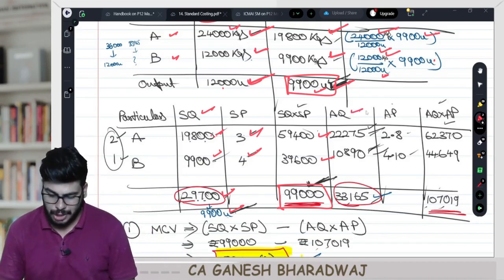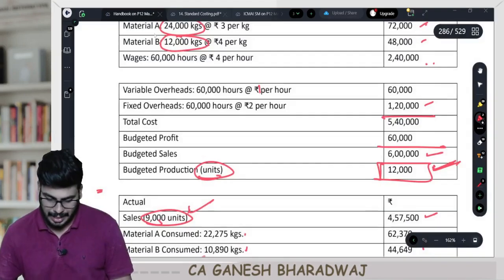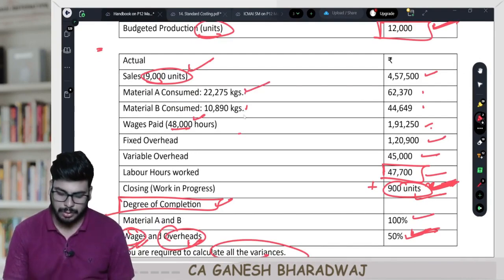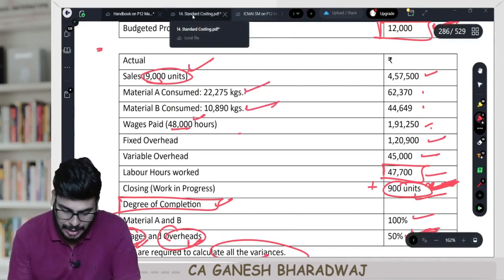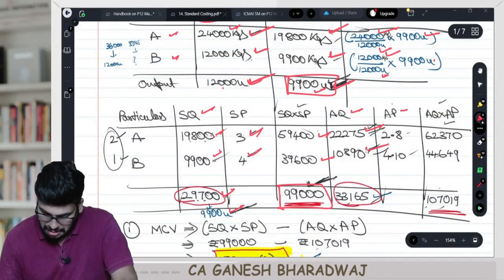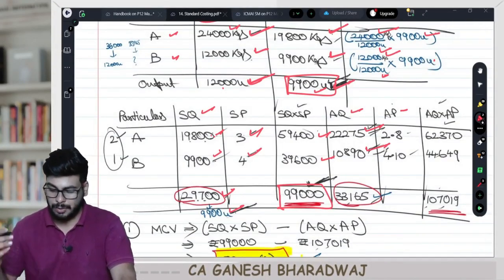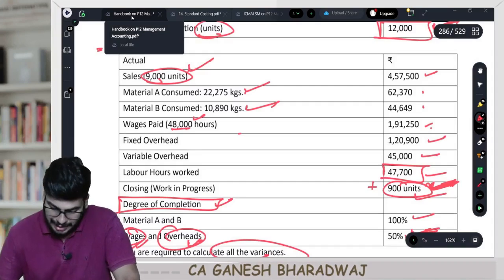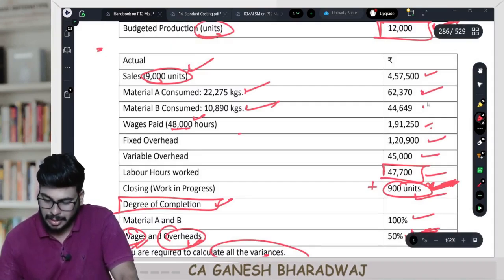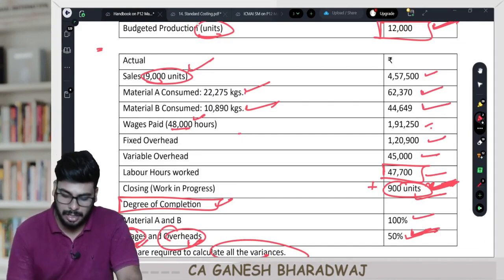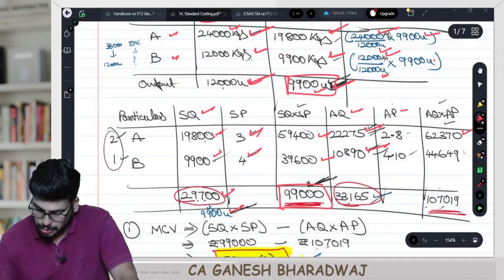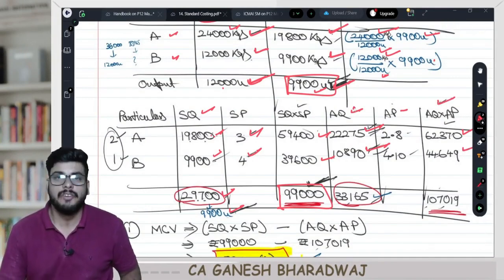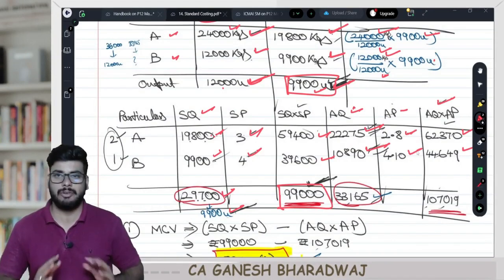But what has happened? Actual quantity and actual price, we can arrive at it from here. How many actual kgs of A and B were consumed? 22,275 and 10,890. These were the actual quantities of A and B consumed. And what was the actual cost of A and B? 62,370 and 44,649. You can just put these figures here. Now divide the total value by the actual quantity, and you will get the actual price also. Are you clear with this?